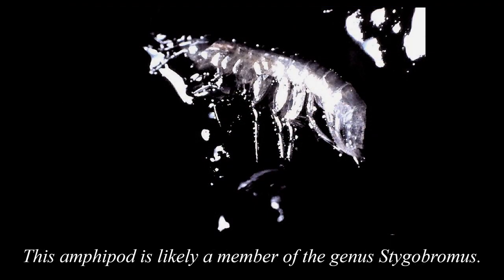The amphipod in this photograph is likely a member of the genus Stygobromus. The genus Stygobromus exemplifies speciation through ecological isolation. Each cave system acts as a microcosm wherein genetic drift and environmental constraint drive divergence, as populations evolve semi-independently, wherein limited gene flow leads to high endemism.